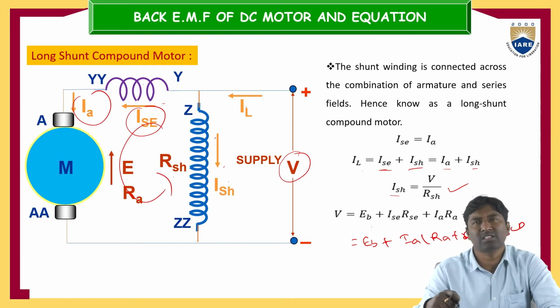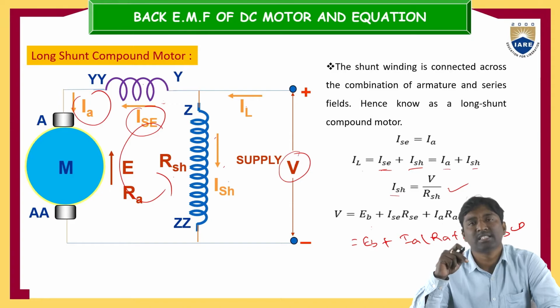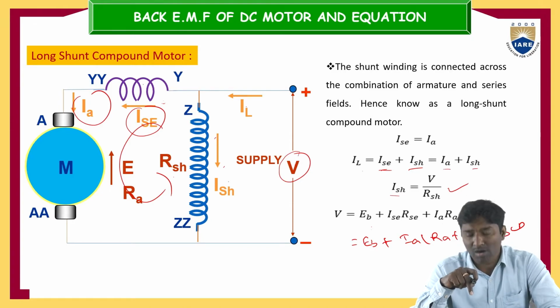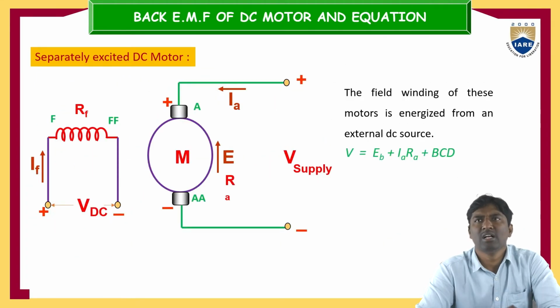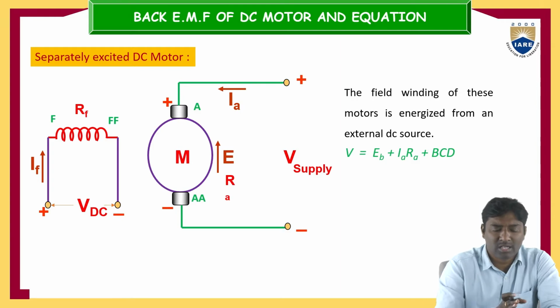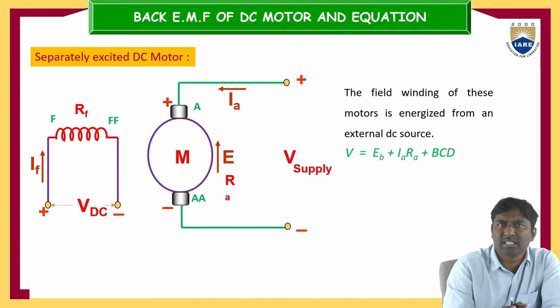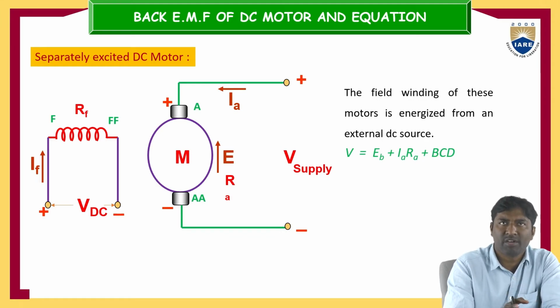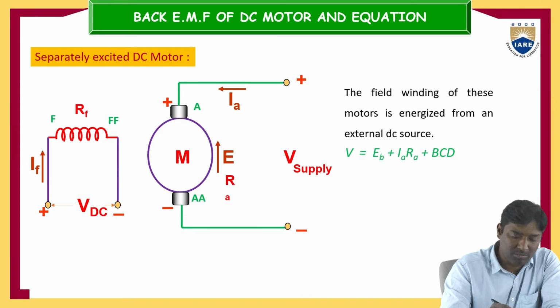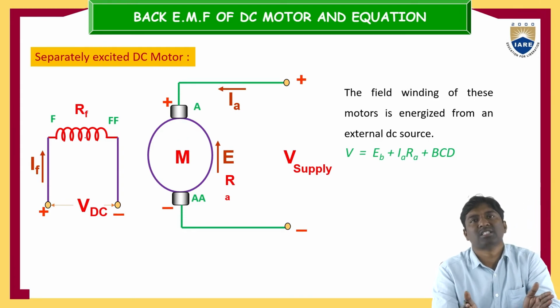So, these are all the classifications under self-excited DC generator. Now, we'll discuss the separately excited DC generator. Separately excited DC generator is nothing but we are giving the excitation from a separate DC supply to this field winding. So you can observe here, this is the armature winding, this is the field winding. Both are connected separately.